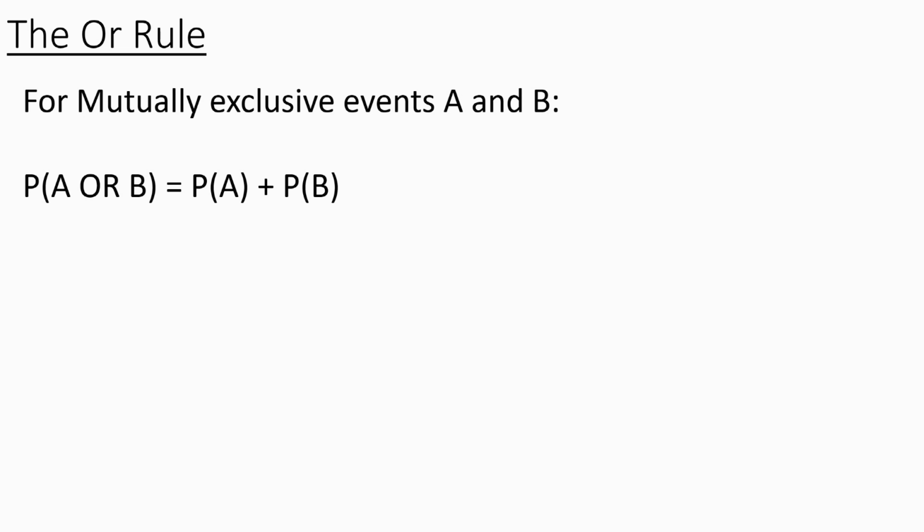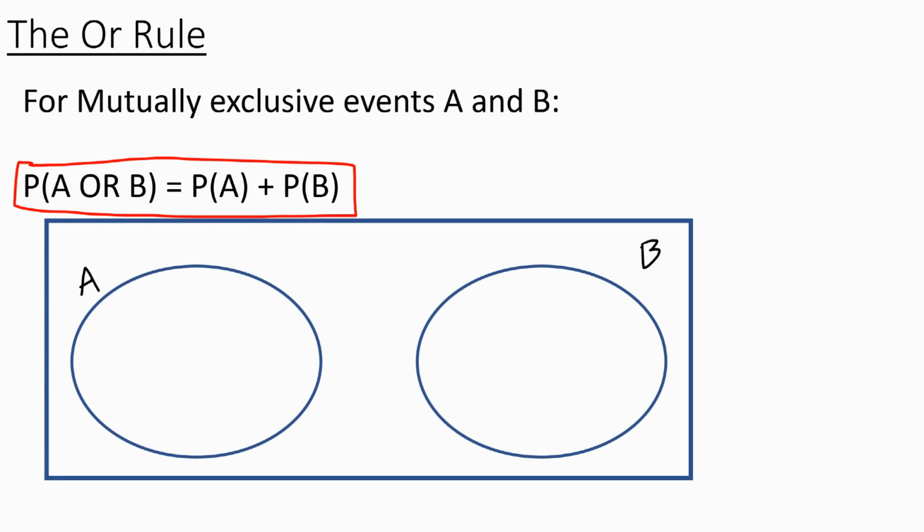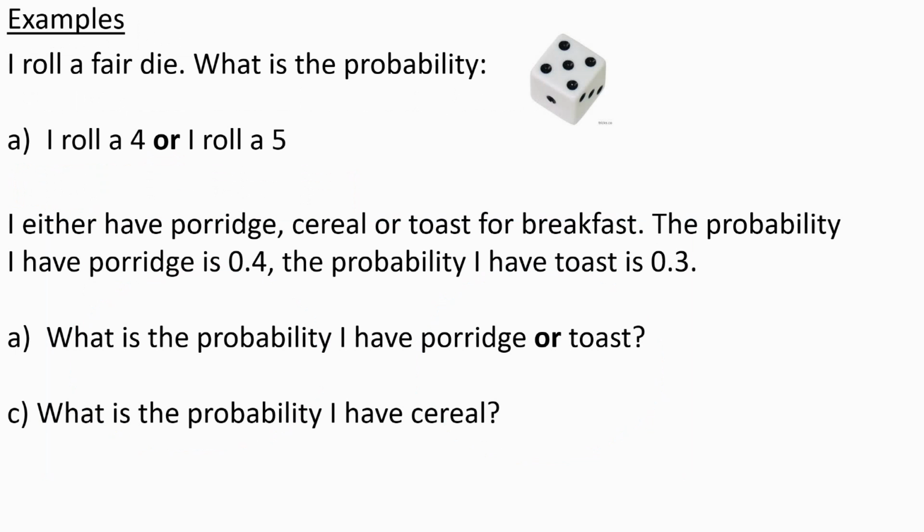And for mutually exclusive events, if A and B are mutually exclusive, the probability of A or B is the probability of A plus the probability of B. And if you look at a Venn diagram of the situation, it makes it a little bit easier to think. Mutually exclusive events have no overlap, so to work out the chance of A or B happening, you just do the probability of A plus the probability of B. This is the OR rule. OR means add, as far as we're concerned.